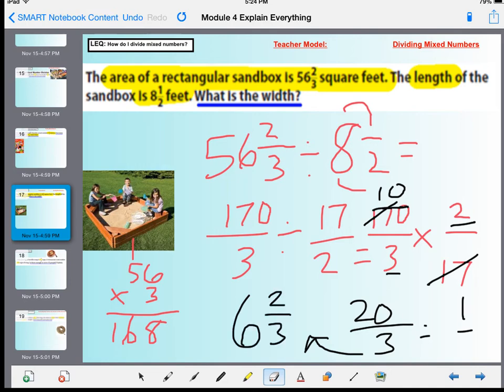So if we wanted to find the area and we had 8.5 feet as the length and 6 2/3 feet as the width, then we would be able to multiply 8.5 length times 6 2/3 width, and that would give us the area, 56 2/3. In this case, we had to do the inverse. We had to do the division of the area, 56 2/3, because that total was already provided. And if we divide that by the length, that will then give us what the width of that sandbox is.